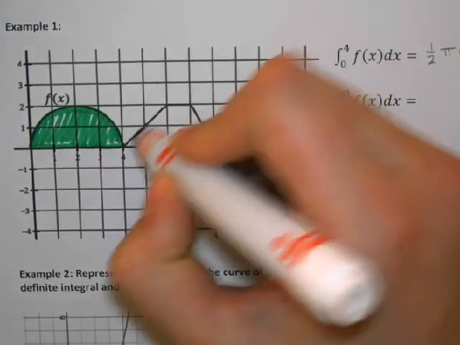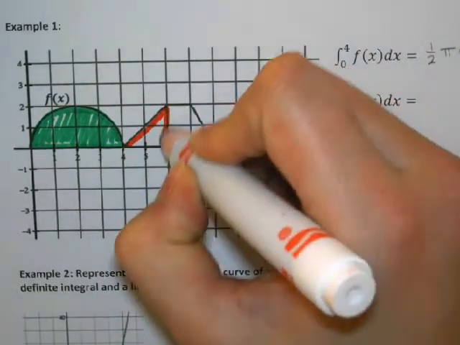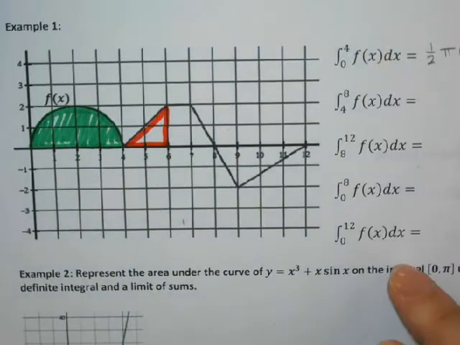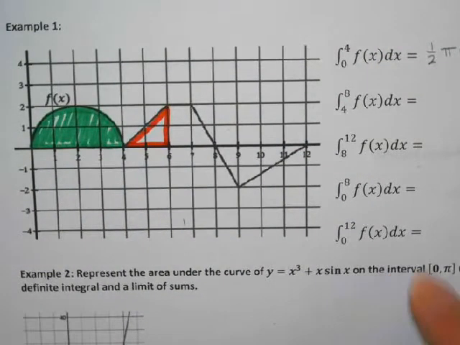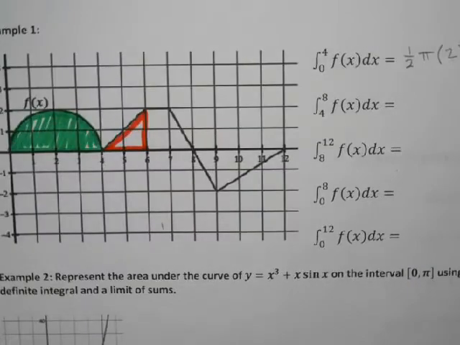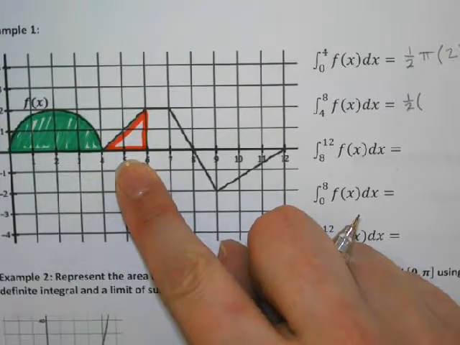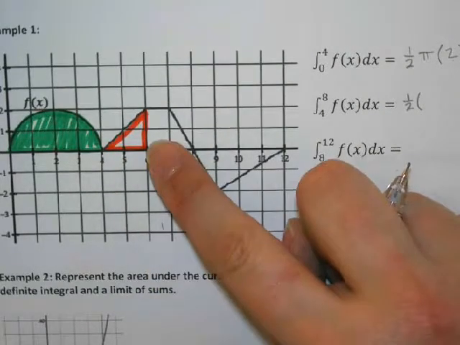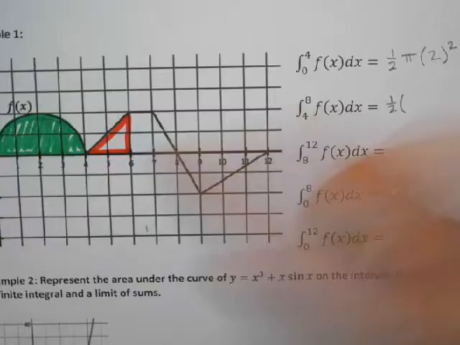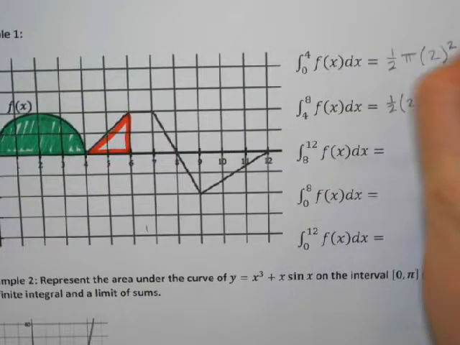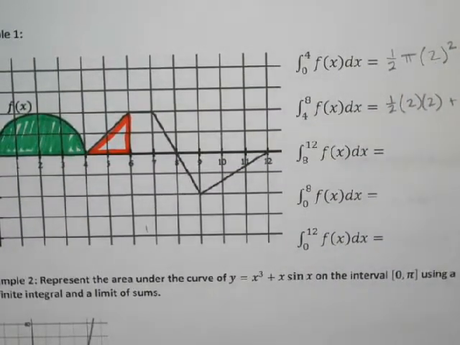So if we look at this first part right here, that's a triangle. How do I find the area of a triangle? Yeah, 1/2 base times height. So I've got 1/2. The base of this triangle is 2. The height of that triangle is 2. So 1/2 of base times height. Okay, so that one's done.